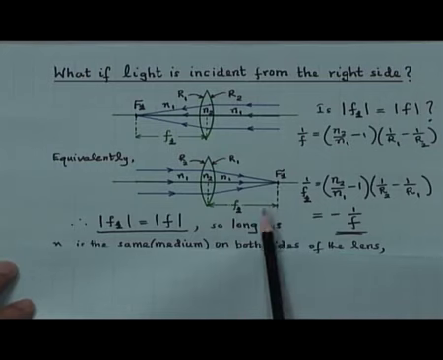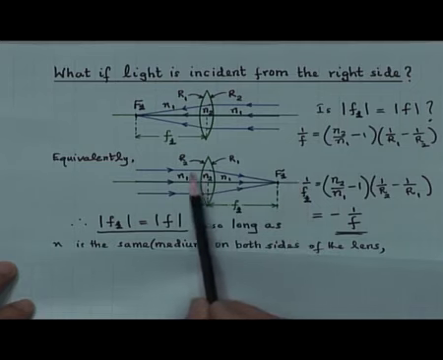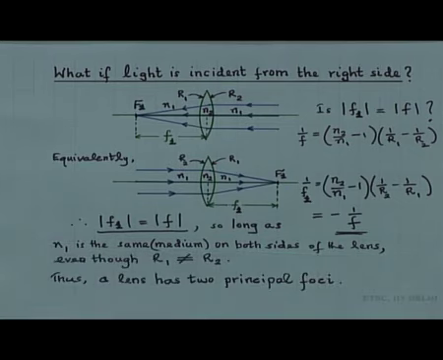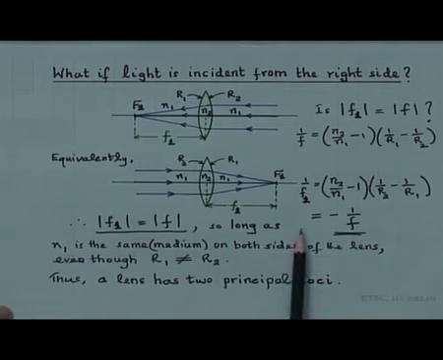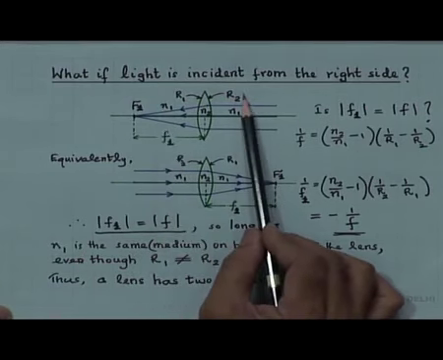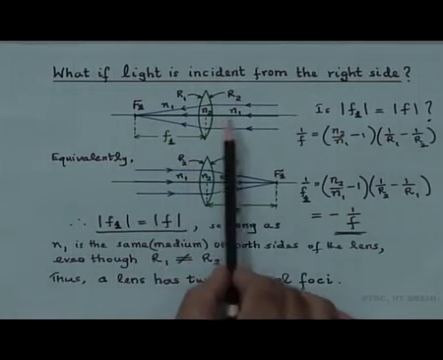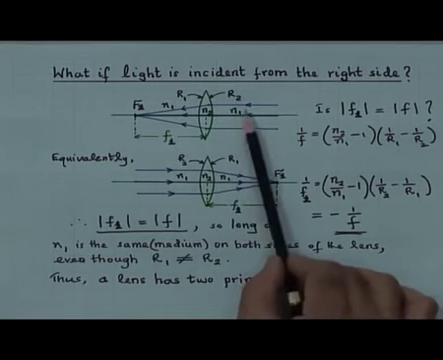The focal length is the same whether light is incident from this side or it is incident from this side, although r1 and r2 are different. Only, so long as n1 on this side and n1 on this side are the same. It is worthwhile to check what happens if it is n1, n2 and n3.